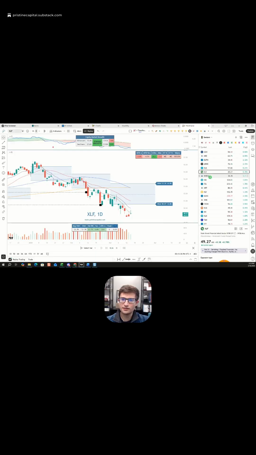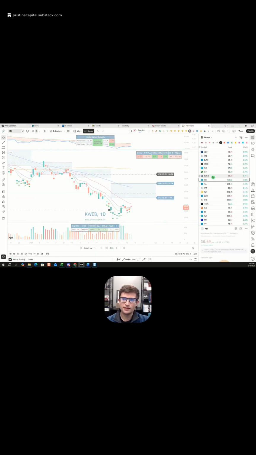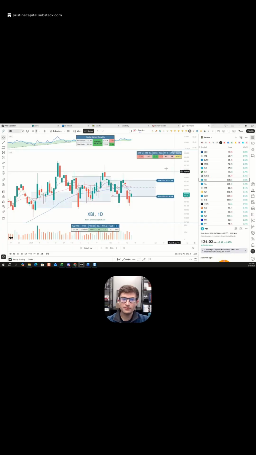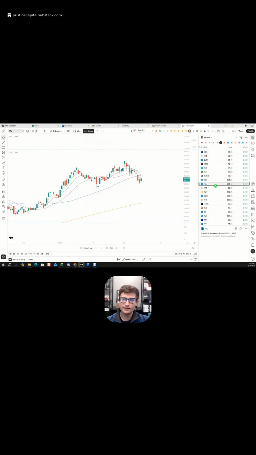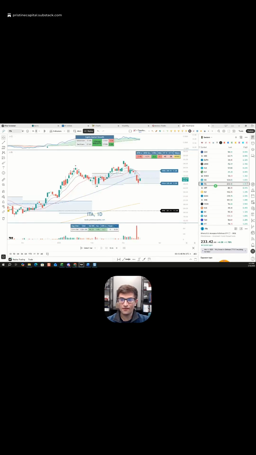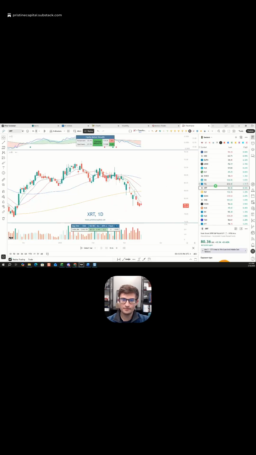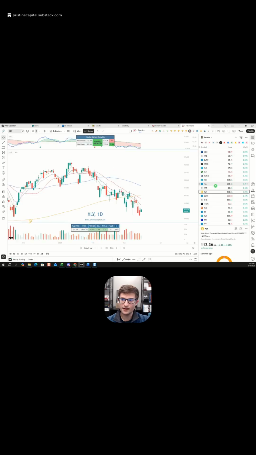So if we look at these sectors, financials getting crushed, China stocks crushed. Biotech is doing pretty well today, but overall the trend looks bad. Aerospace and defense isn't even doing all that well. Retail, not good.